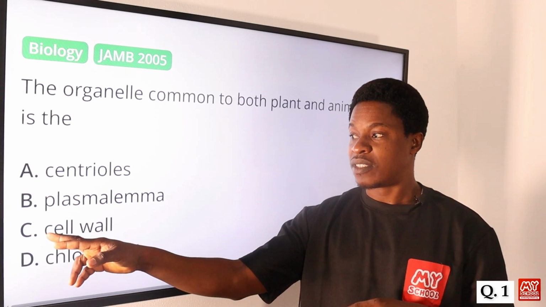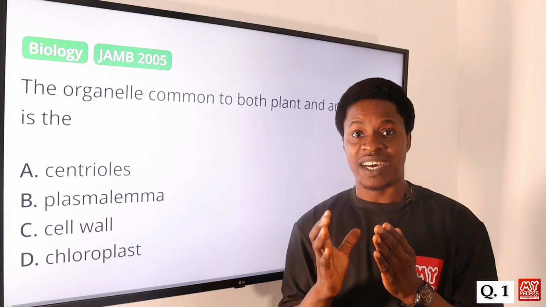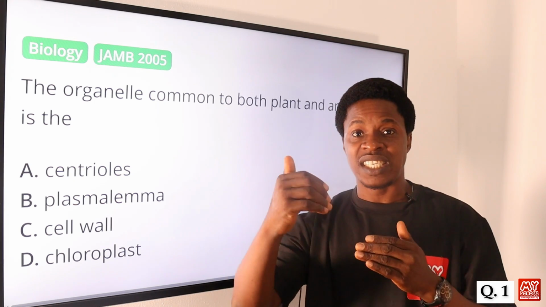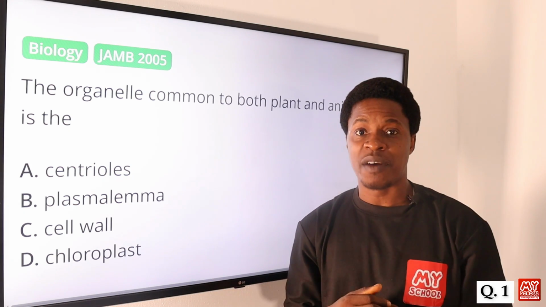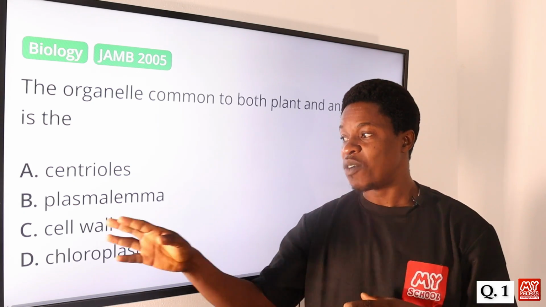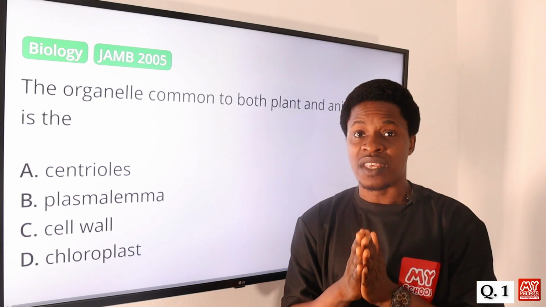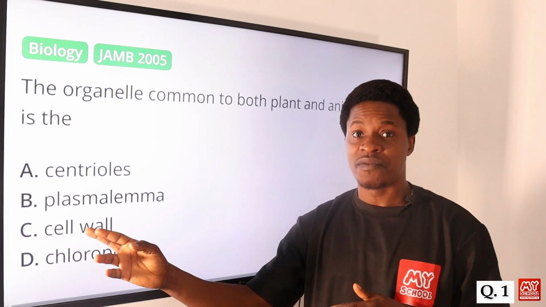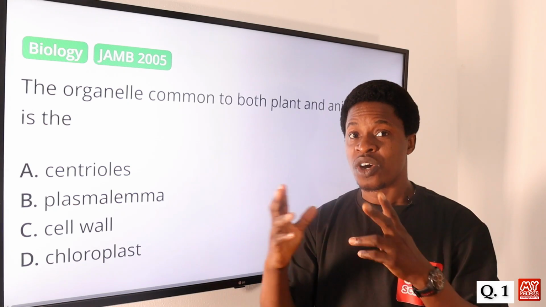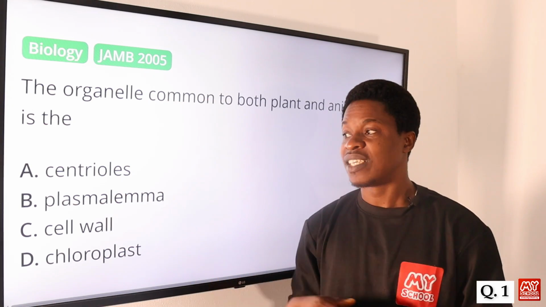Okay, option C says cell wall. Cell wall is just like an outer layer that separates the interior of the cell from the outside environment. In most cases, cell wall is not regarded to be one of the organelles of the plant, although it is only found in plant cells, so you can't find them in animal cells. So on those two facts, it is not an organelle that is common to both plants and animal.